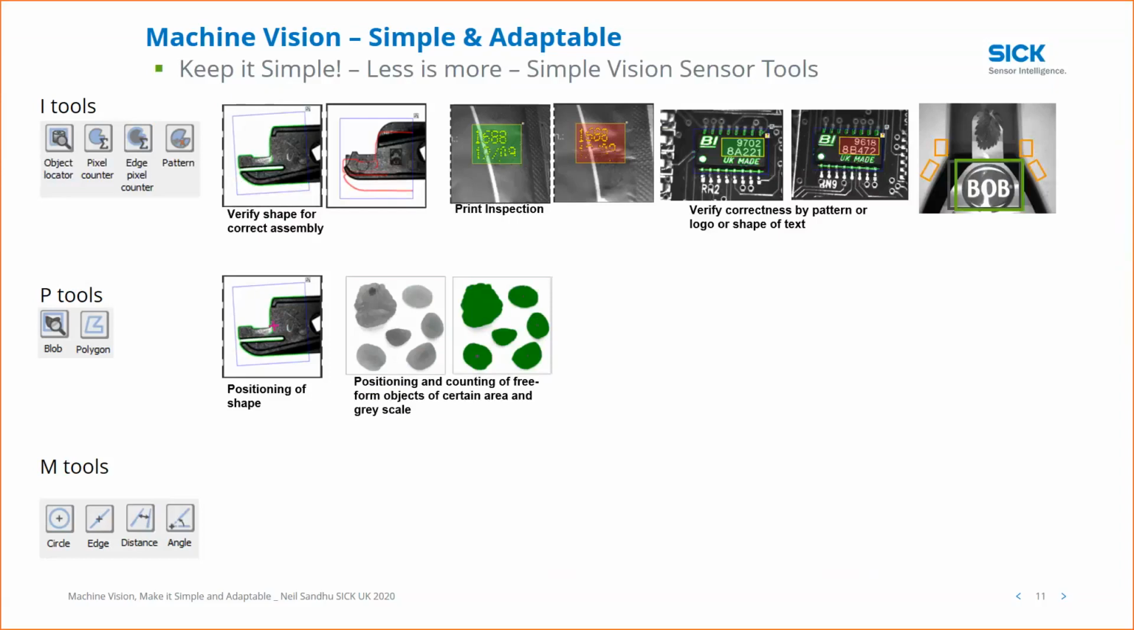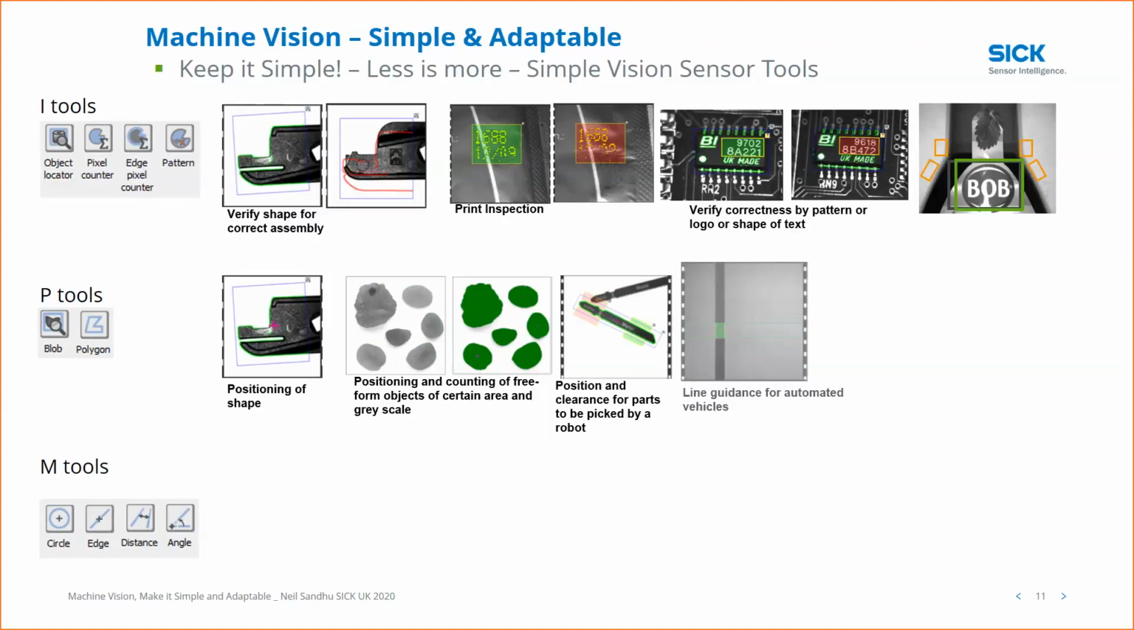And speaking of robot guidance and picking and placing, we can even use position tools to check that any kind of clearance that is needed is present before the robot makes its pick. And that's really where these position tools, again, can really help us.